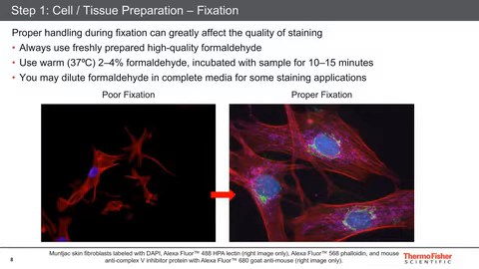On the left, you can see an example of poor fixation where the cells have a fragmented appearance. These are cells labeled with phalloidin to label the F-actin in red. On the right, you can see some cells that were properly fixed. You see a nice morphology and good actin structure to those cells.